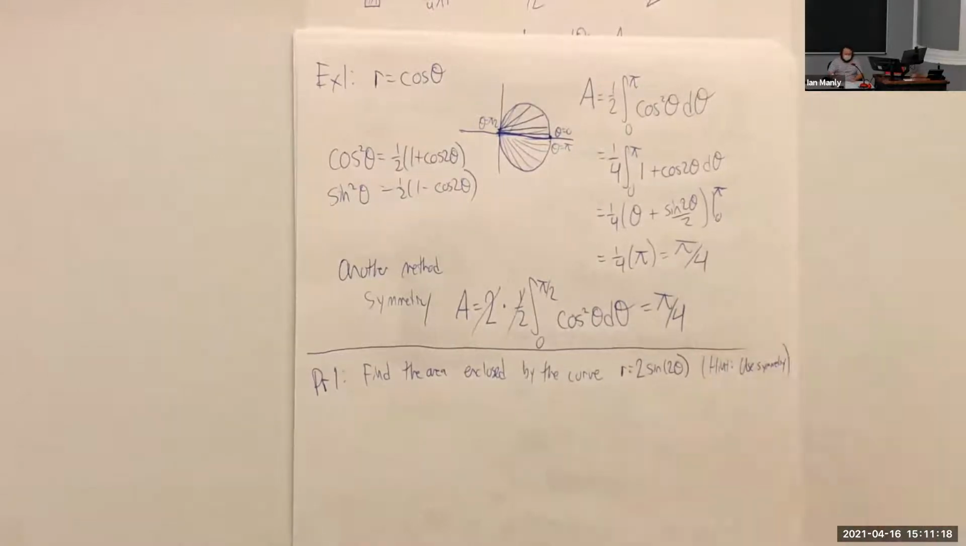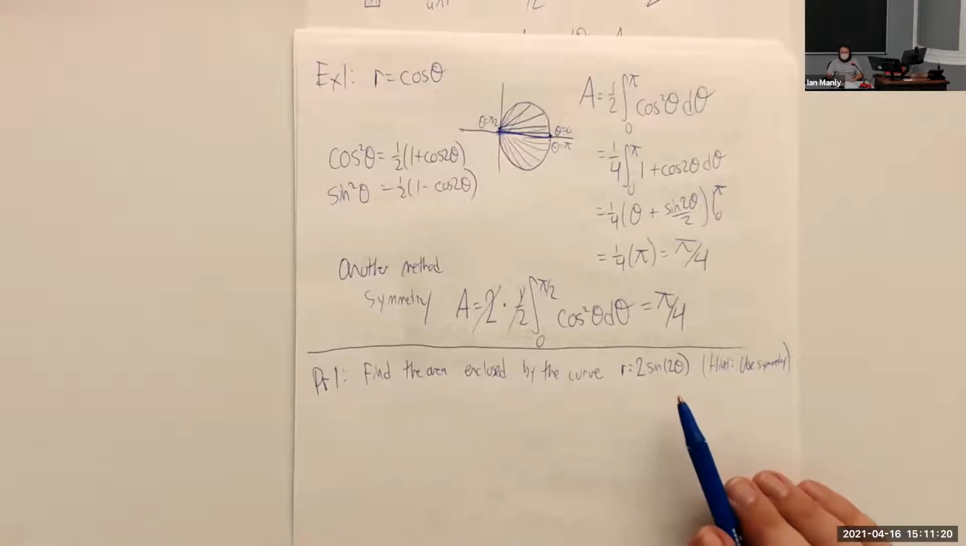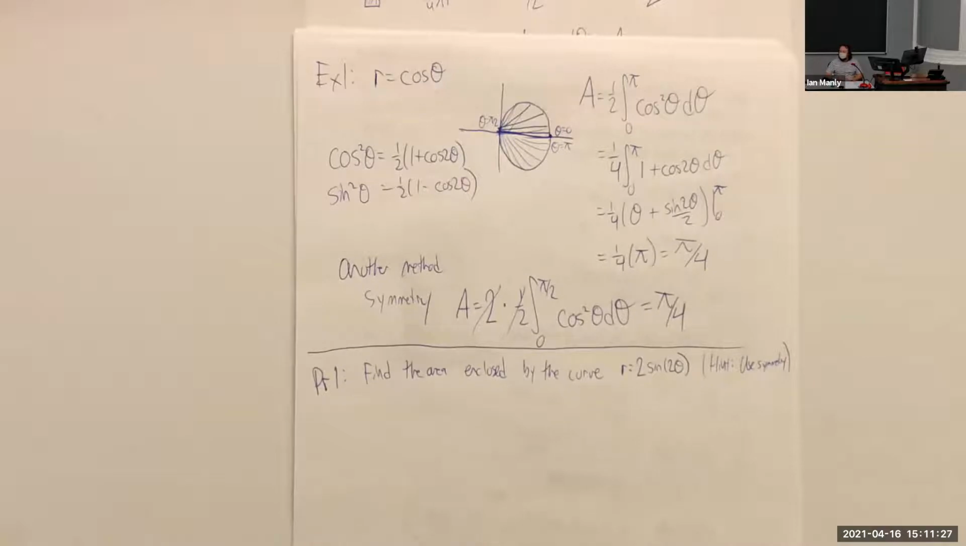Okay, so before we even start, this was a curve that we drew last time. Does anyone remember what this looked like? What did this one look like? Yeah, so this looked like a flower with 4 petals, right? And all of the petals were the same area. So it stands to reason that if you find the area of 1 petal, all you'd have to do is just multiply that by 4. So that's my hint for this.